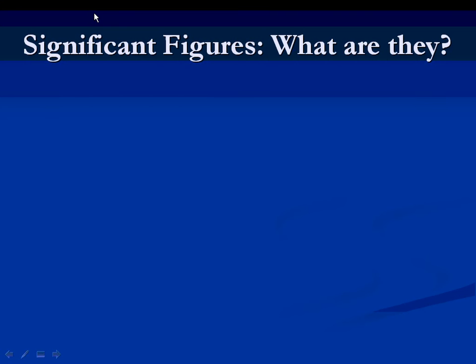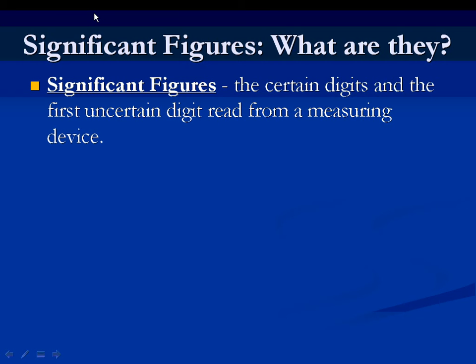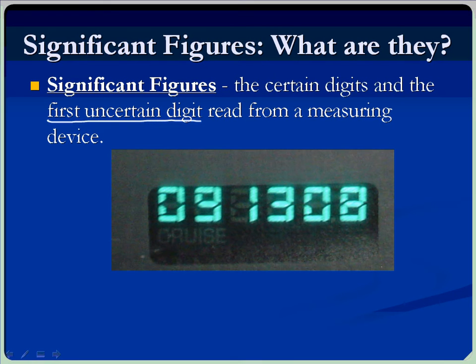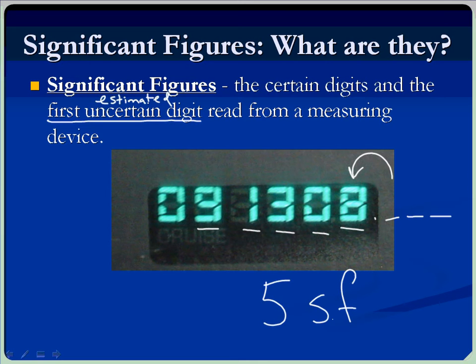So what exactly are significant figures? They're the certain digits and the first uncertain digit read from a measuring device. We know that the first uncertain digit is the estimated digit. Just because it's estimated doesn't mean it's not significant. For instance, in the car odometer down here, the 8 is the estimated digit because there are decimal points after that. We don't know what those decimal points are, but those decimal points were used to round the 8. So again, the 9, the 1, the 3, the 0, and the 8 are all sig figs, so there's a total of 5 sig figs in this problem.